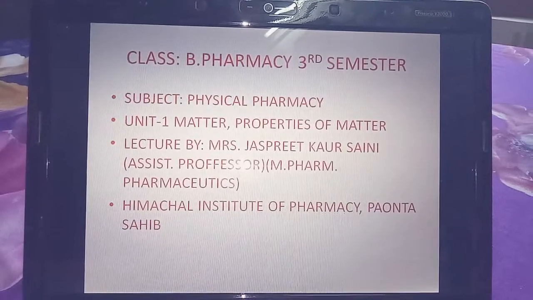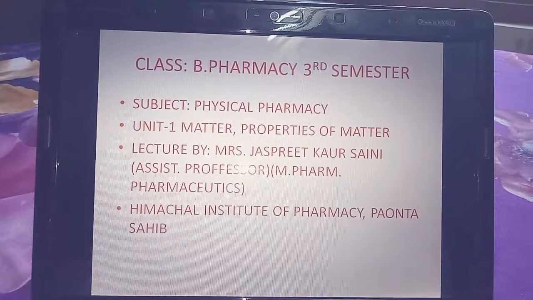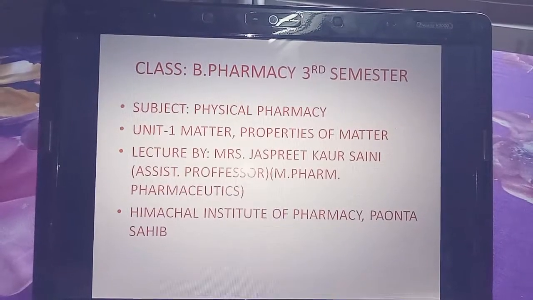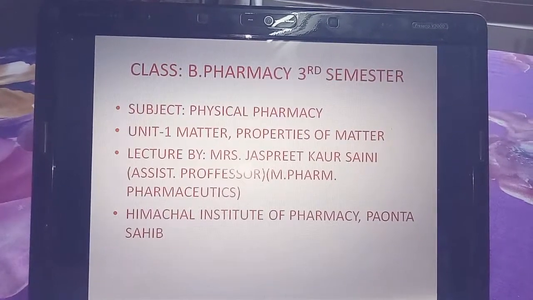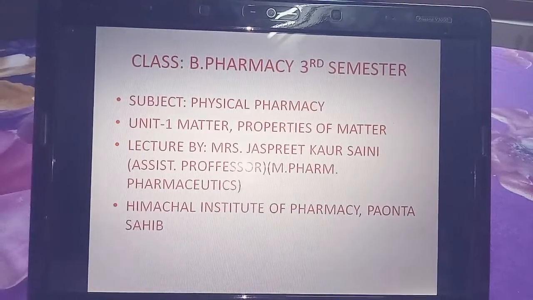Myself Jasprit Kaur Saini. Today I will teach you the subject of physical pharmacy. In this subject today we will discuss unit 1, that is matter and properties of matter.